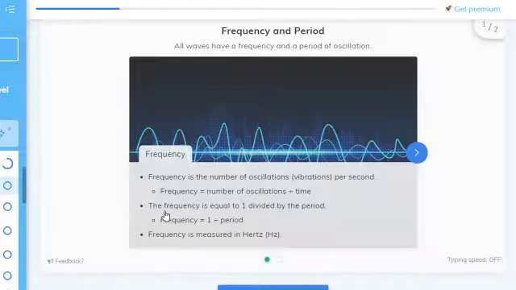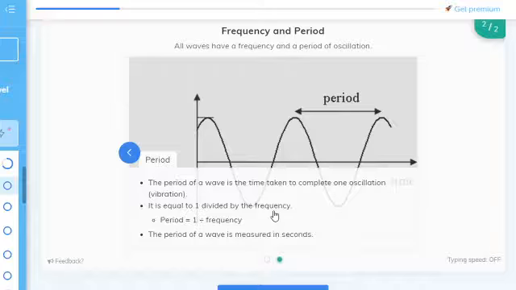So, frequency and period. All waves have frequency and period of oscillations. Frequency is the number of oscillations per second. Frequency equals number of oscillations divided by time. Frequency equals 1 divided by period, and it's measured in hertz. And a period is one full wavelength, basically. Period is a wavelength, apparently.